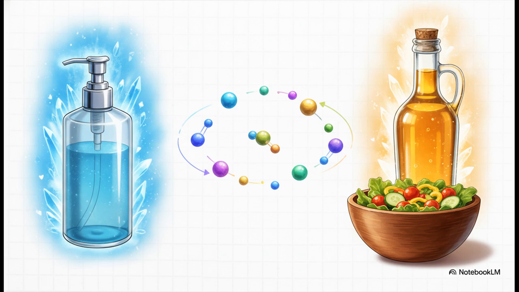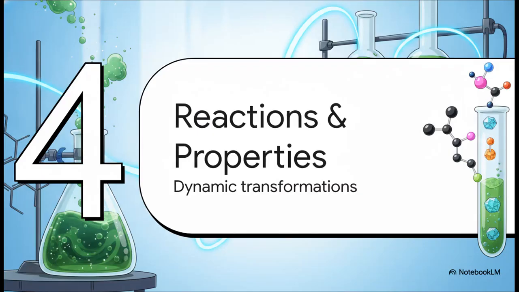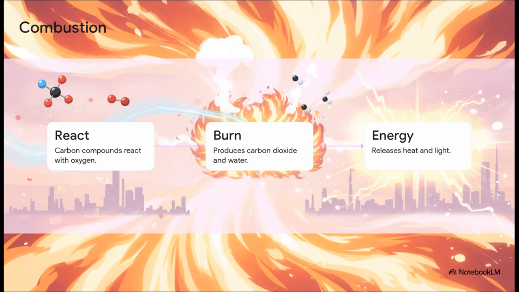No way, right? All right, Section 4, Chemical Reactions and Properties. How carbon compounds interact and transform. Time to step into the lab and shift from static structures to dynamic action. The most famous carbon reaction is one you use every single day: combustion. When carbon compounds react with oxygen, they burn. This produces carbon dioxide, water, and, crucially, heat and light. Burning methane, for instance, is how we generate a massive amount of our energy. It's the primary fuel reaction that literally powers our modern world.